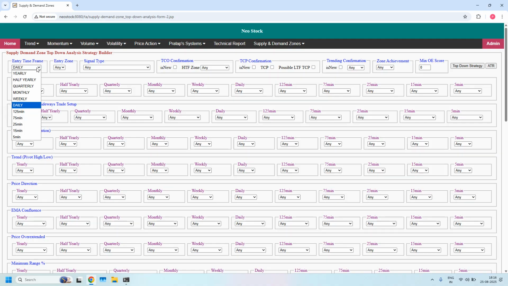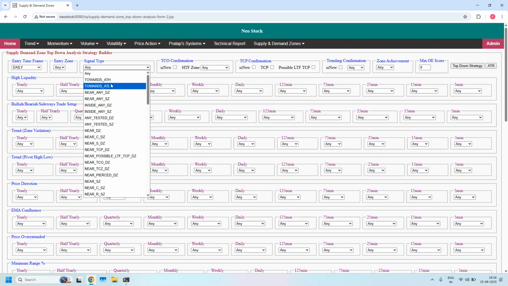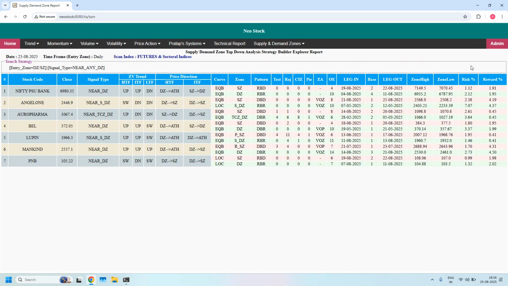Okay, starting with the daily time frame. Stocks near to the daily demand zone. We got 7 stocks. Those who don't understand the structure of this report, I request you complete the training lesson 21.1 video. In that video, I have explained each and every column, their values, and abbreviations in detail.